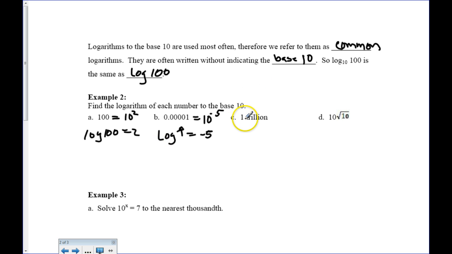1 trillion. On the test, can we just write log? Yeah, if it's a big number, yeah. So this one would be 12.